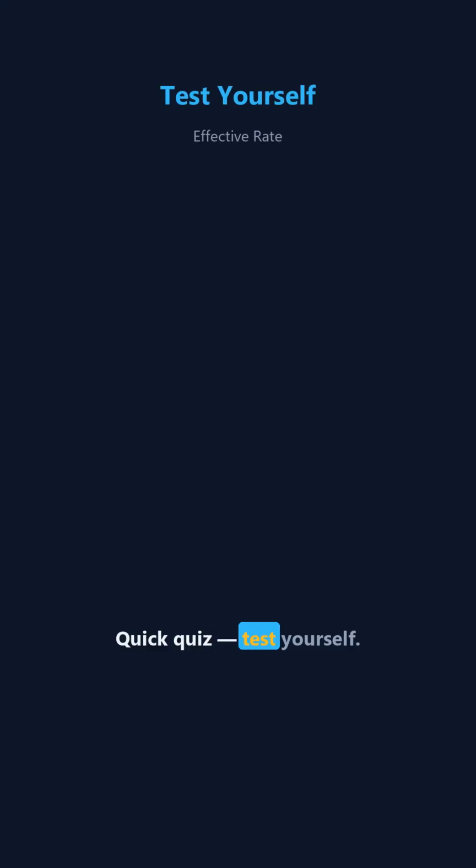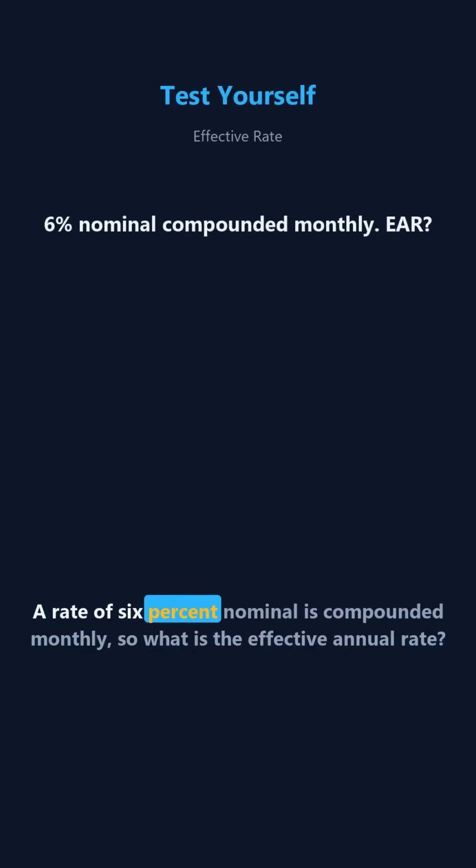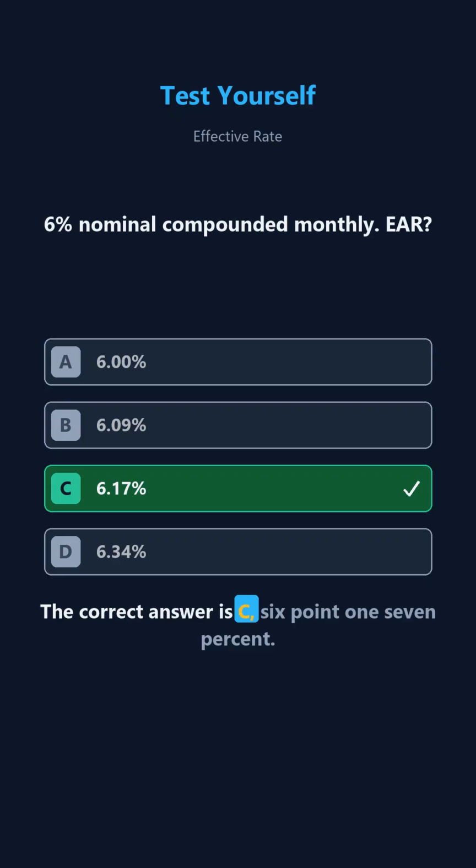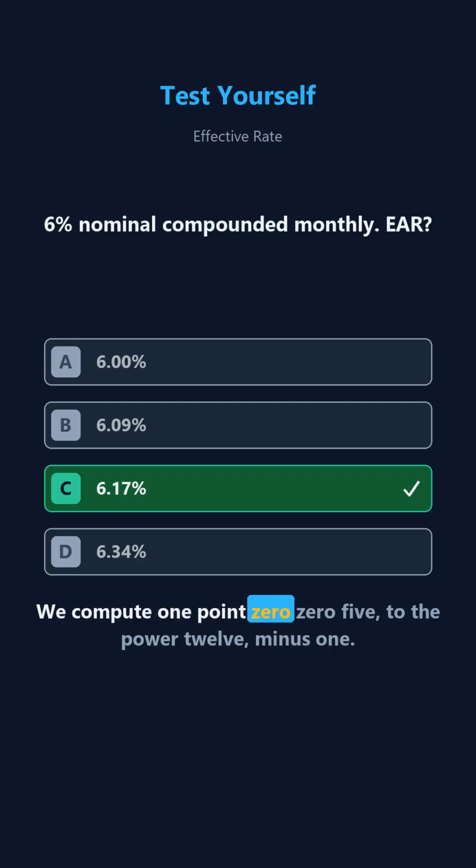Quick quiz, test yourself. A rate of 6% nominal is compounded monthly, so what is the effective annual rate? Here are your 4 options. Pause the video and solve it now. The correct answer is C, 6.17%. We compute 1.005 to the power 12 minus 1.